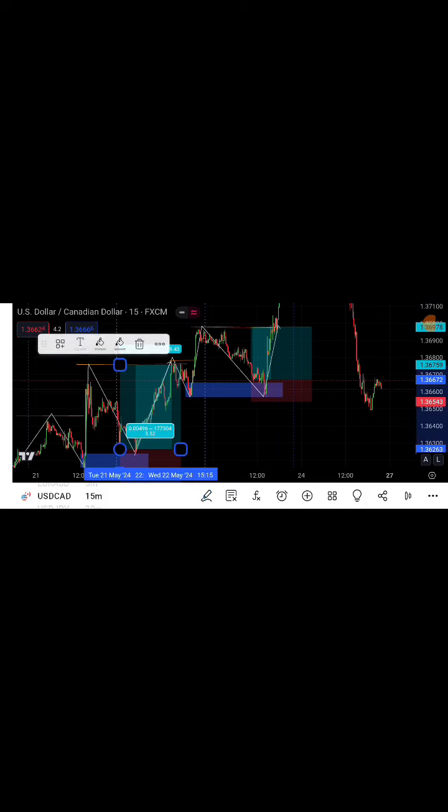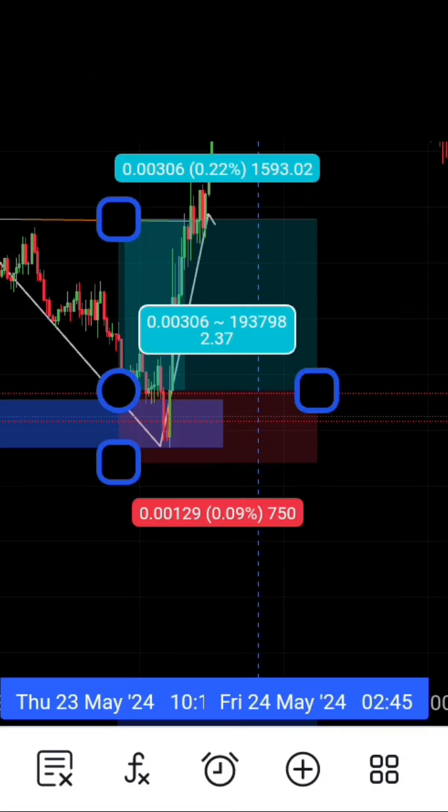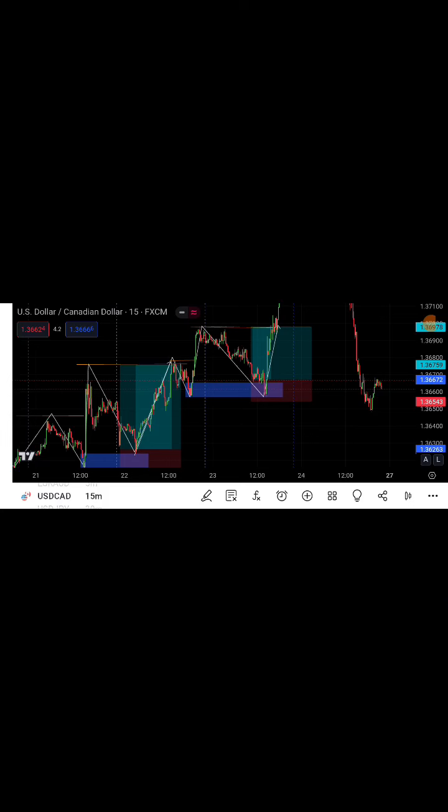So if you can see now, this is a risk of 1 to make 3.5, and this was a risk of 1 to make 2.3 R. Right, so this is what actually depicted in the market on that USDCAD this Wednesday and Thursday of this week, and we took advantage of that.